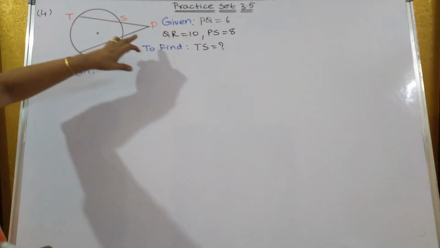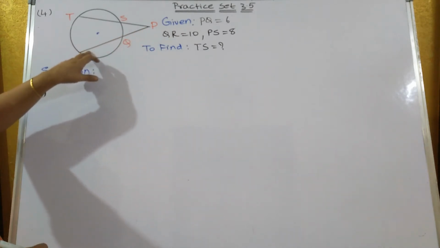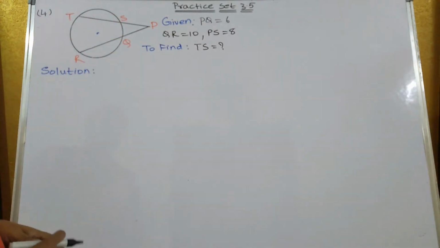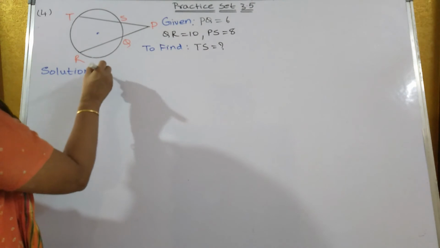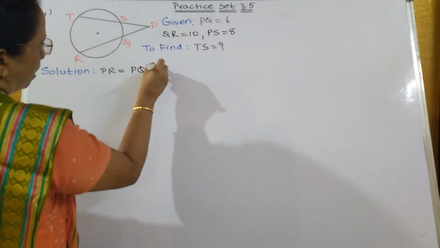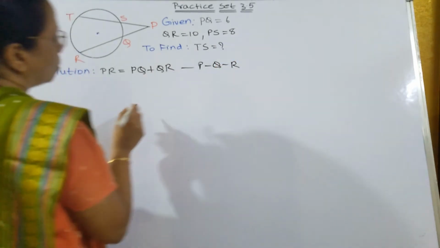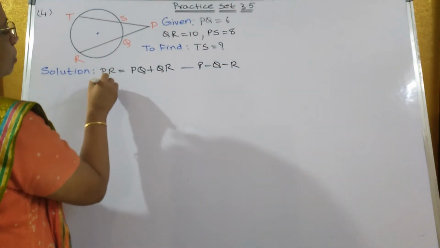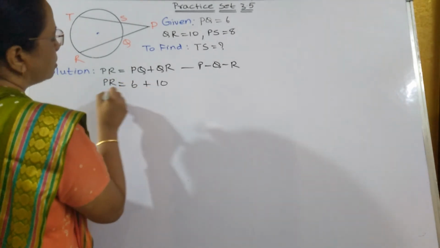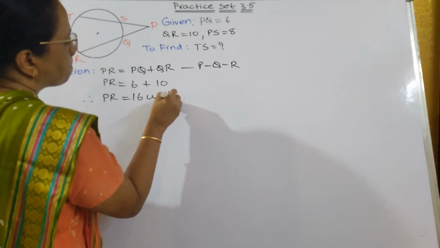Now they have given that PQ is equal to 6 and QR is equal to 10. And PS is equal to 8, and we have to find out TS. Now PR is equal to how much? PR is equal to PQ plus QR. Reason, what you'll write? P-Q-R, all three are collinear points. Therefore PR is equal to PQ is 6 and QR is 10. Therefore PR is equal to 16 units.